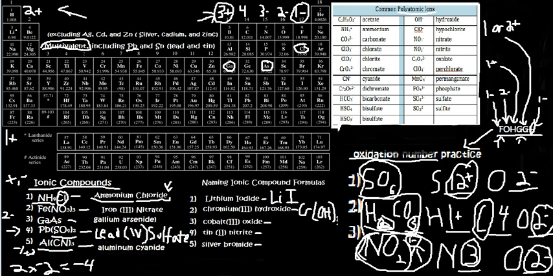Moving on to these over here, naming ionic compound formulas. 3 through 5 is what I want y'all to do on y'all's own, and I will go over the answers in a second. Okay. Pause the video if you want to answer them, or don't, because I'm about to go over them right now.